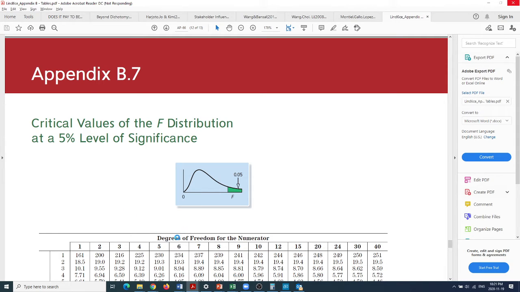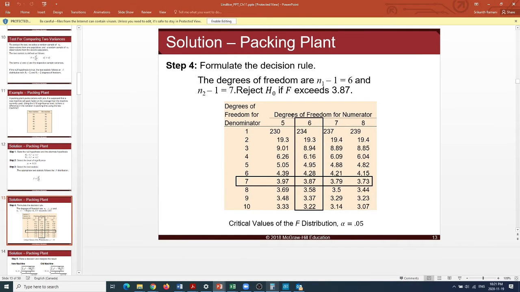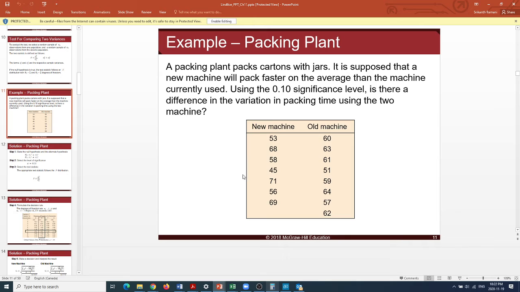The F distribution table has the degrees of freedom for the numerator in one column and the degrees of freedom for the denominator in another column, as shown in your slides over here. If you look at this particular sample, you have 1, 2, 3, 4, 5, 6, 7 observations for the new machine and 8 observations for the old machine.